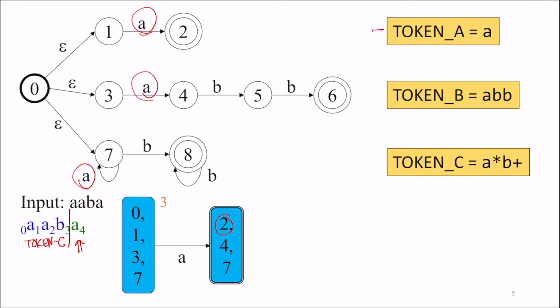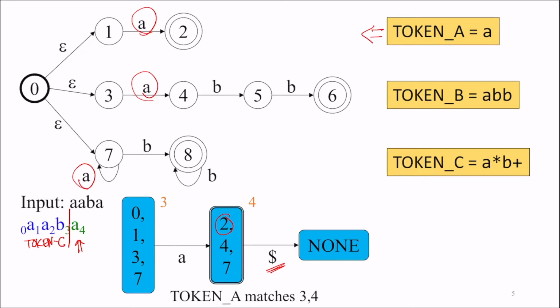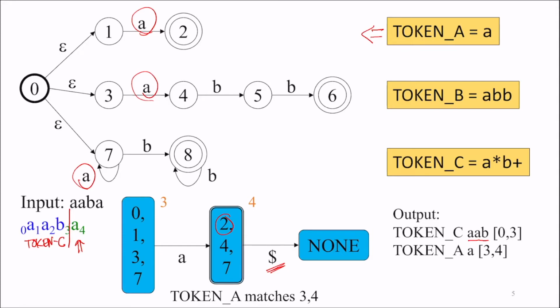And it corresponds to this token A over here. And at this point, we have nothing else. So this just stands for there's nothing else in the input. So we are done with parsing the input string. And in this case, token A matches 3 to 4, and that's the only output we can match here. There's nothing else. So that is the longest match and the only match. So the output would be token C, which matches AAB, which goes from 0 to 3, and then this one is token A, which matches just a single symbol A, which is from 3 to 4.